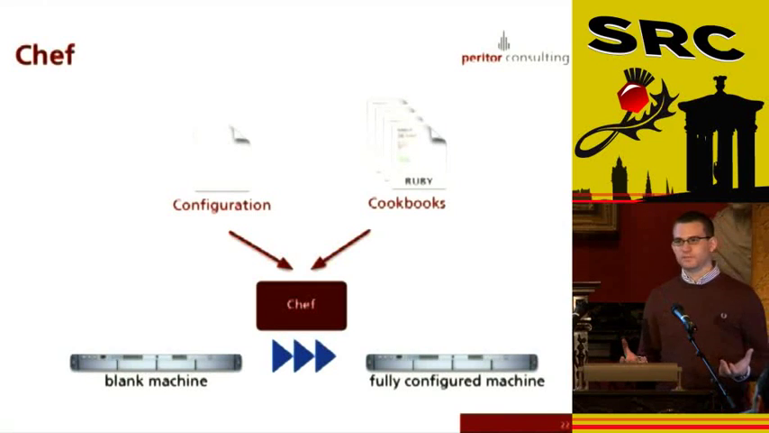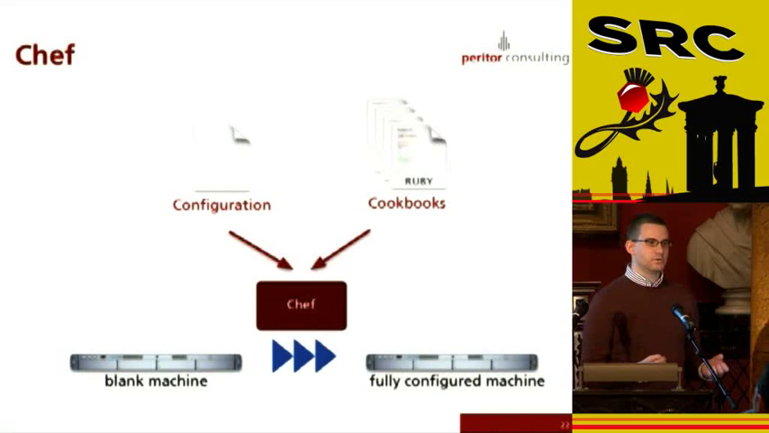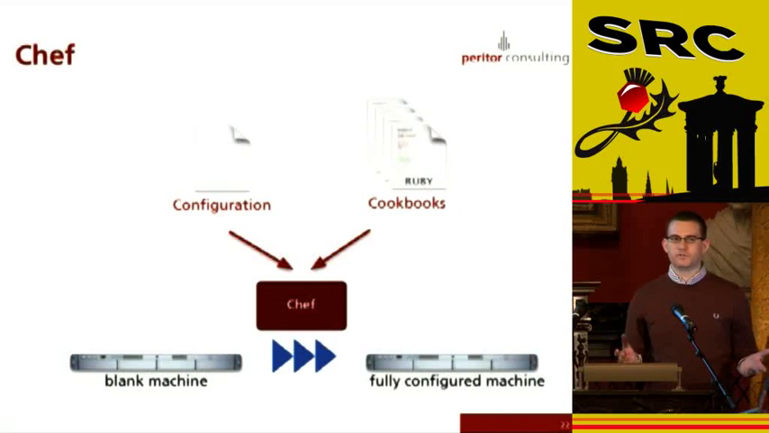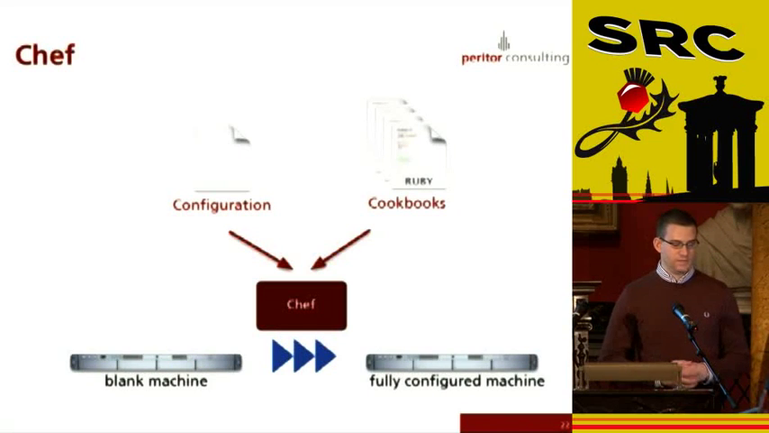Cookbooks are, in Chef, the general definition of how a server could look. How do you achieve installing Apache? What are the necessary steps? What are the recipes, in Chef terminology? What do we have to do in order to achieve this? So your cookbooks are your complete repository of possible configurations. And then you have the configuration file that just tells it, okay, for this specific machine, I pick this script and this script and this script, and I have those four configuration values.